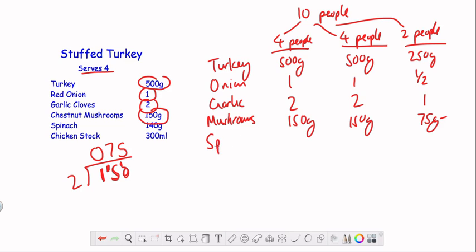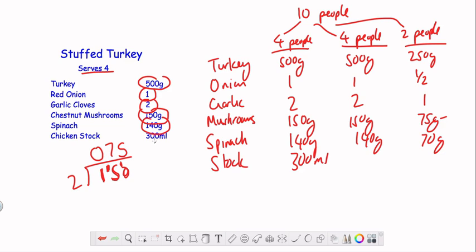Right, spinach. We need 140 grams for the 4 people. Same here. Half of 140, 70 grams. Chicken stock, right, we have 300 ml. Right there, look, 300 ml. Half of 300 is going to be 150 ml.